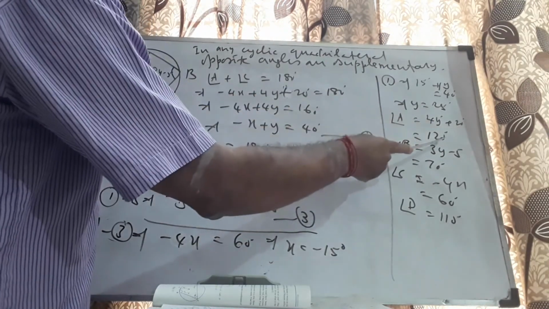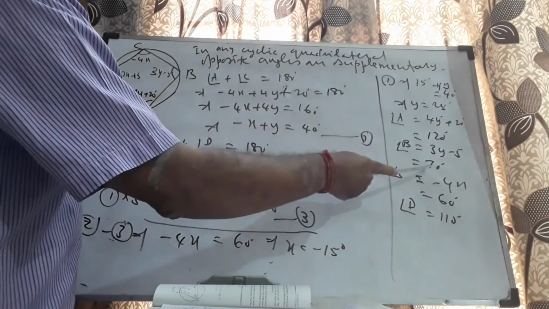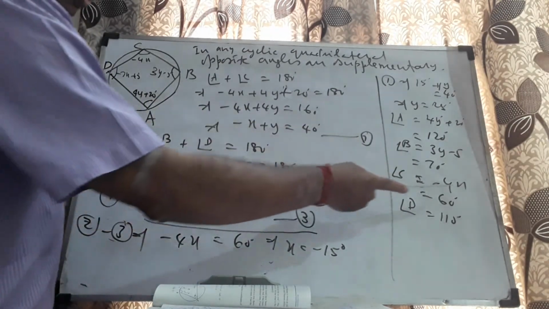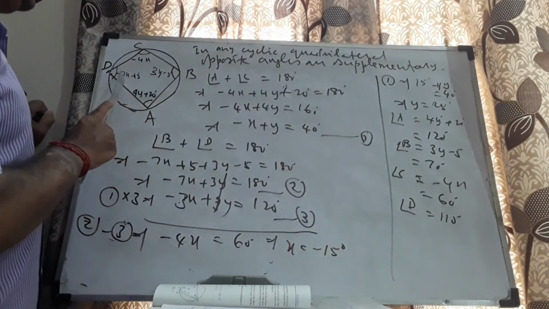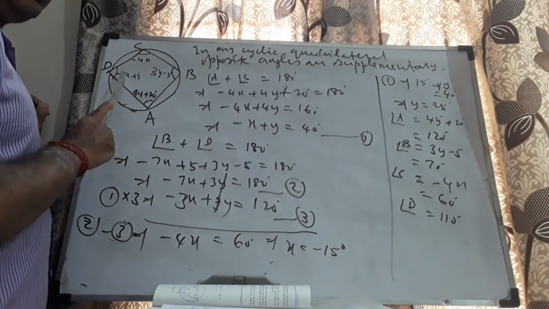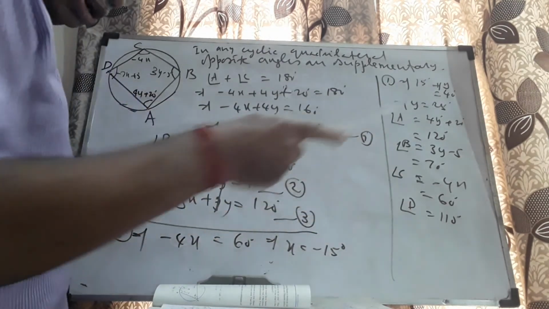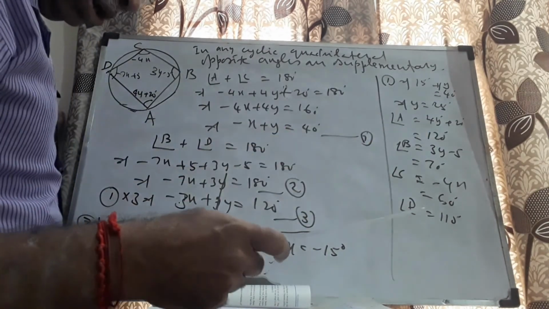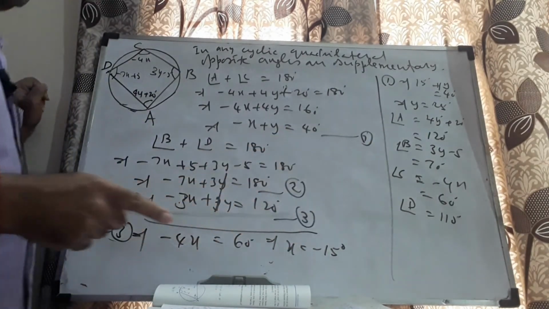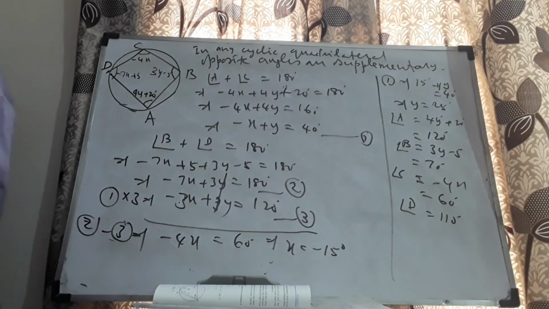100 plus 20 is 120 degrees. My angle B is 75 minus 5, 70 degrees. Angle C is minus 4 into minus 15, 60 degrees. Angle D is minus 7 into minus 15, 105 plus 5, therefore 110 degrees. Therefore, angle A becomes 120 degrees, angle B becomes 70 degrees, angle C becomes 60 degrees, angle D becomes 110 degrees. Okay, thank you students for patiently watching.